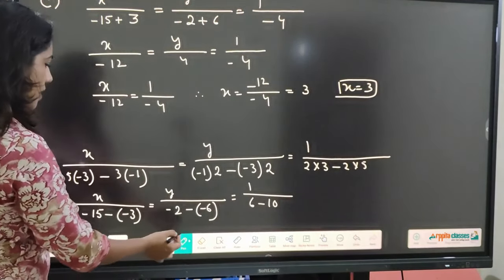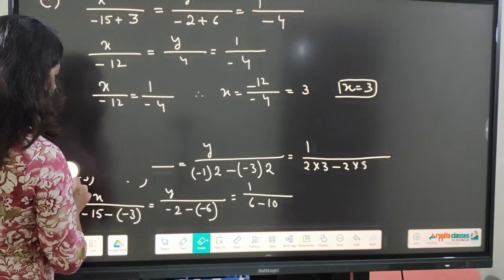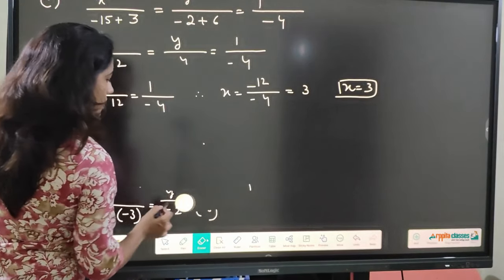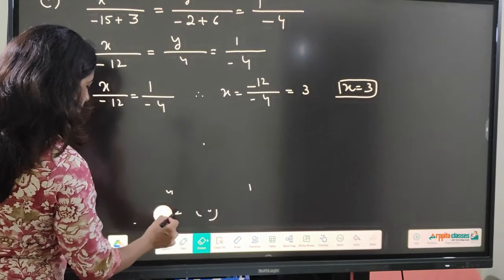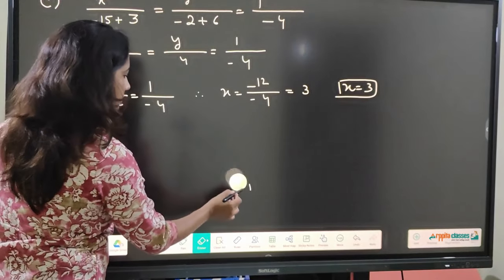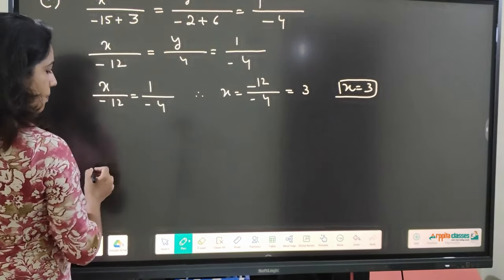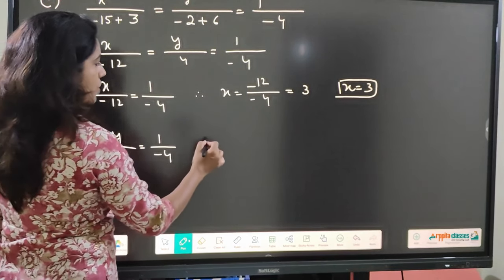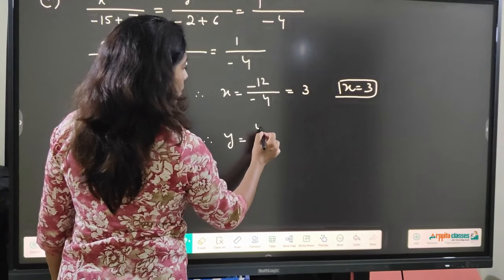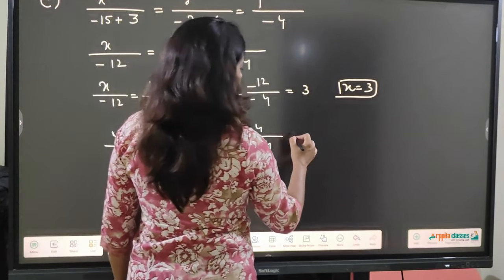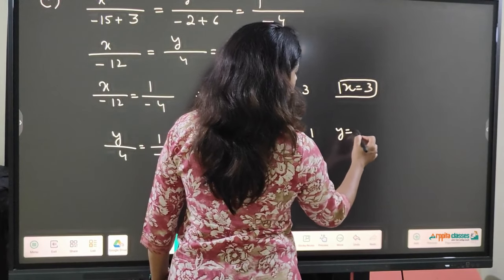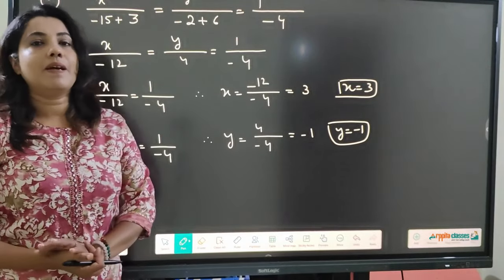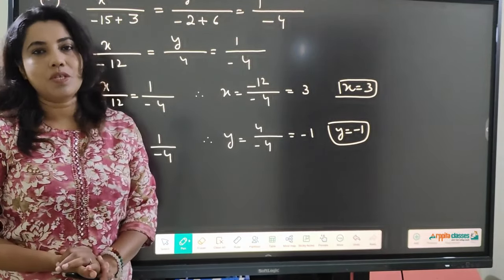And now we are going to find out y. Let me erase this part. This is not required anymore. Okay, so y upon 4 is equal to 1 upon minus 4. So y is equal to 4 upon minus 4. Therefore minus 1. So the value of y is minus 1. By this time I think everyone is comfortable. Let us do 2-3 more sums.